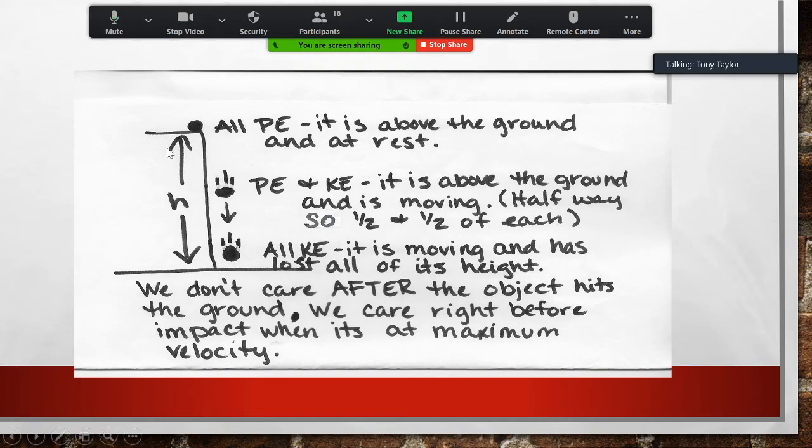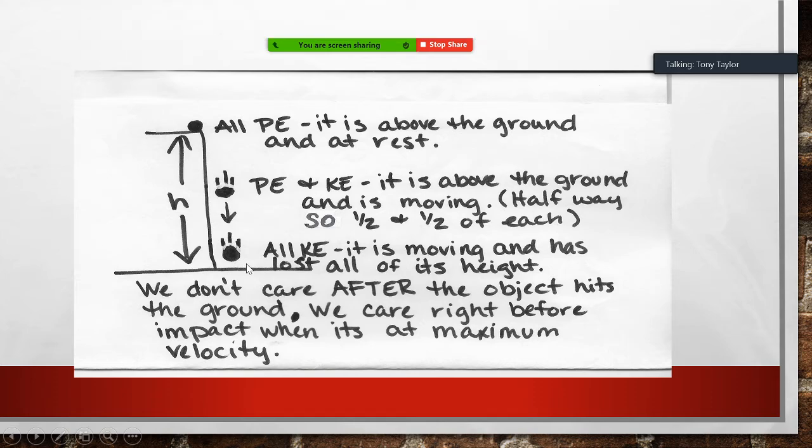We're looking at the point while it's in the air just before it hits the ground, where it has its most kinetic energy. Okay. We're going to talk more about what happens as it hits the ground in the future. We're going to talk more about what happens to that energy. But for today, we're not focused on that.